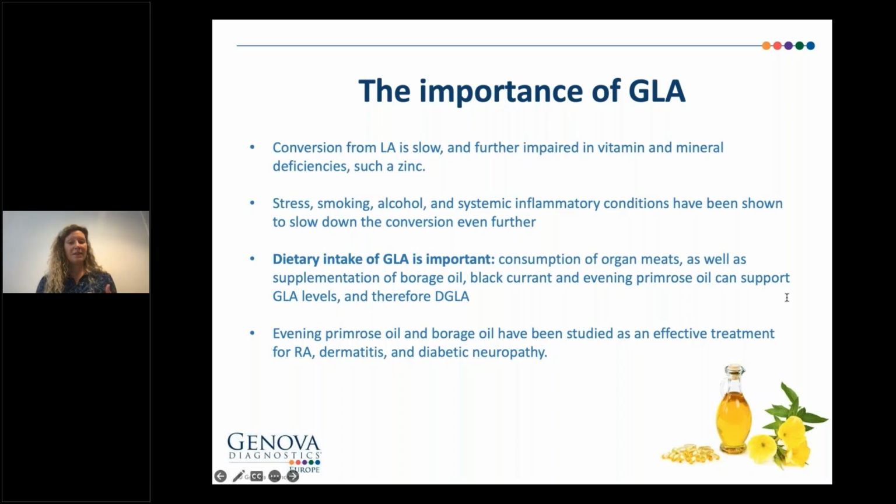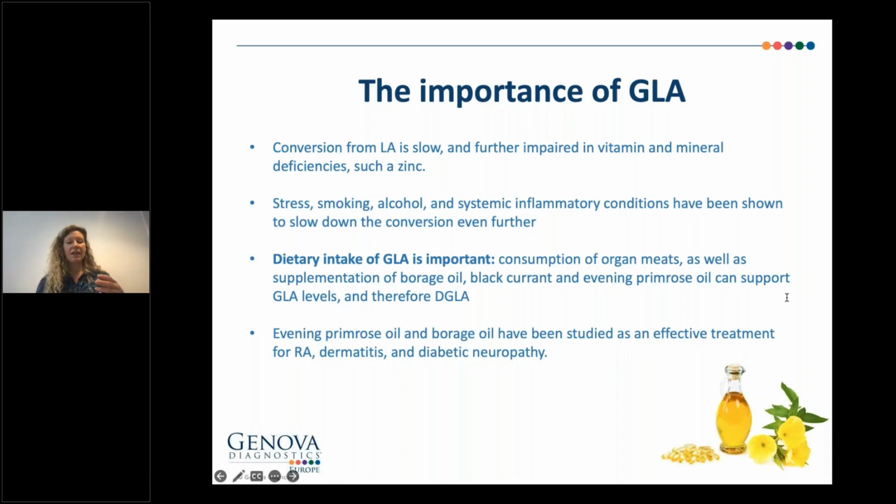So since the synthesis of GLA is not efficient, the dietary intake of GLA is super important, and that can be done through the intake of organ meats, as well as the supplementation of products like borage oil and so forth. The supplementation of things like borage oil, for example, has been studied in effective treatment for many conditions such as rheumatoid arthritis, dermatitis, and also diabetic neuropathy. So they've been shown to decrease inflammation and have other important health impacts like improving bone health. They help to regulate lipid metabolism and also have been shown to have beneficial impacts on the skin.